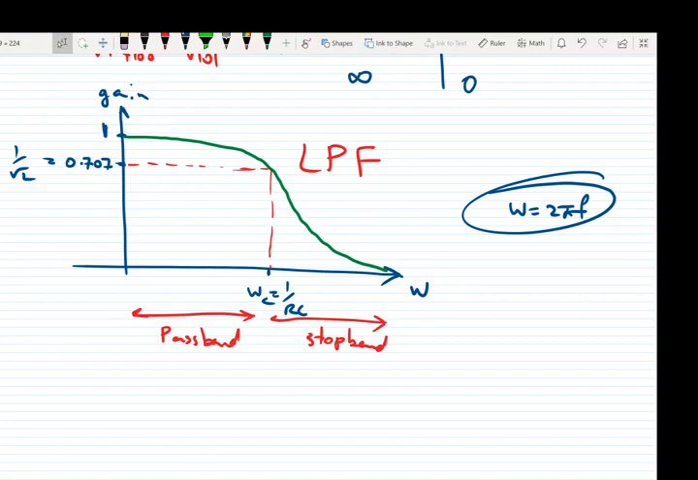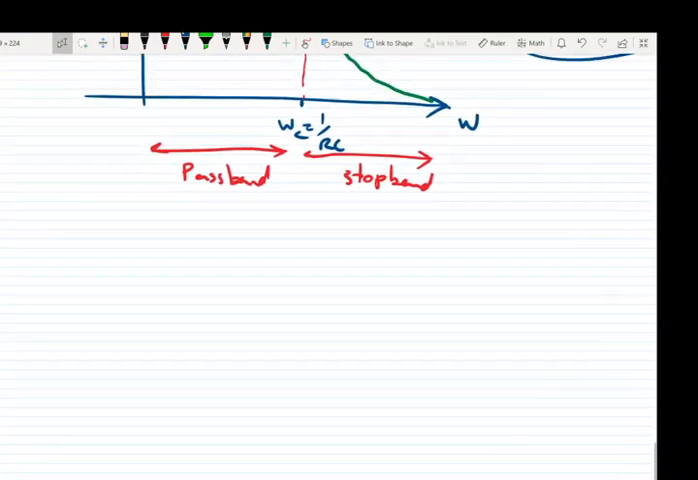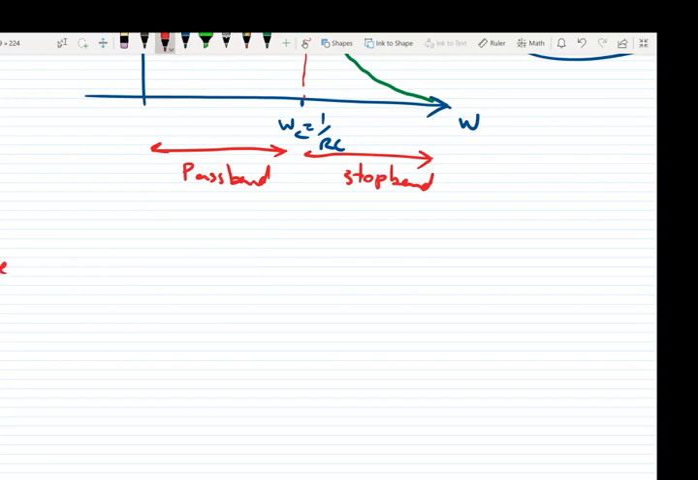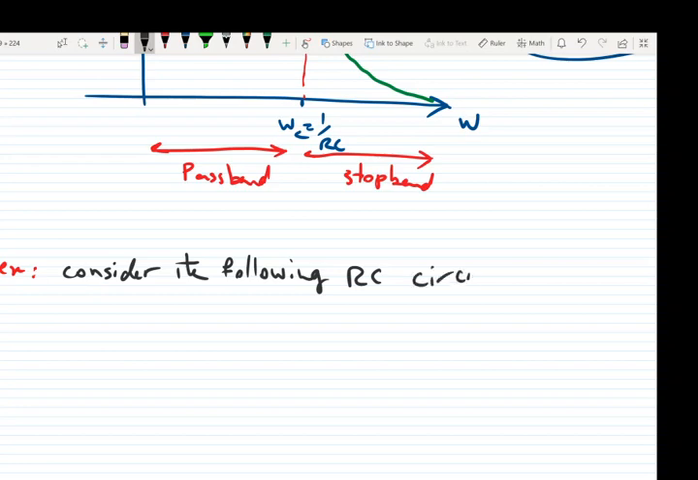Let's see one more filter example. Consider the following RC circuit, and of course find the frequency response.